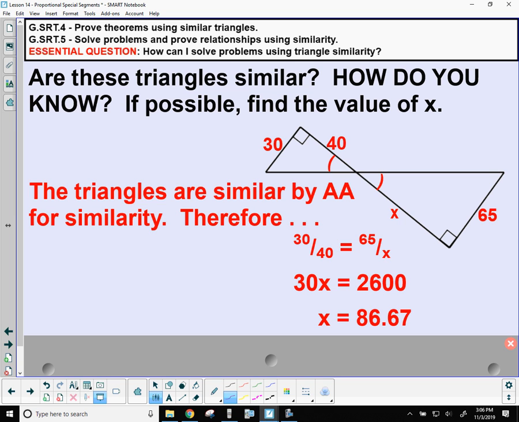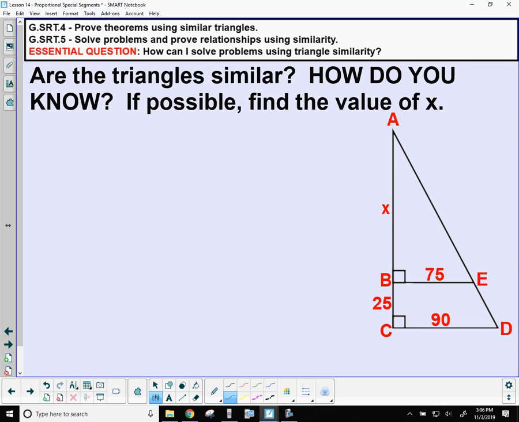Remember, pause the video if you want to try these out. For example, this one. Pause the video, give it a shot. Alright, now that we're back. Again, the idea is we got reflexive angles up here at the vertex A. 90s mean these triangles are similar because of angle.